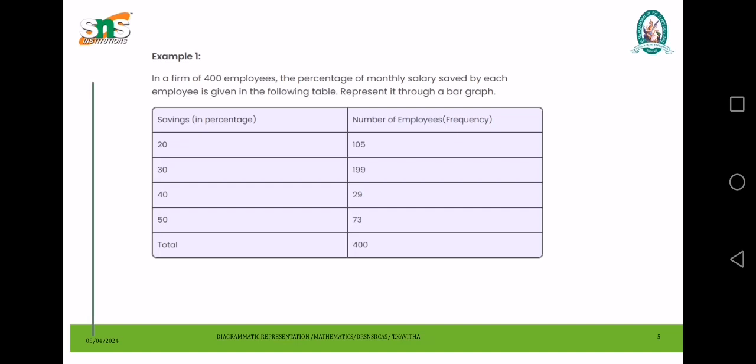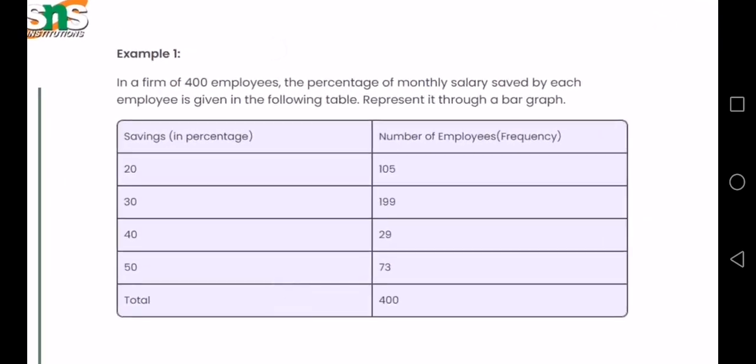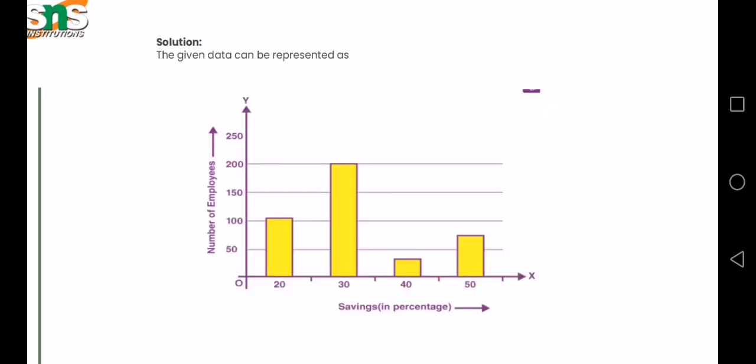This is an example for a bar diagram. In a firm of 400 employees, the percentage of monthly salary saved by each employee is given by the following table. Represent it through a bar graph. Savings in percentages: 20, 30, 40, 50. Number of employees, frequencies: 105, 199, 29, 73. The total is 400. This is the solution.